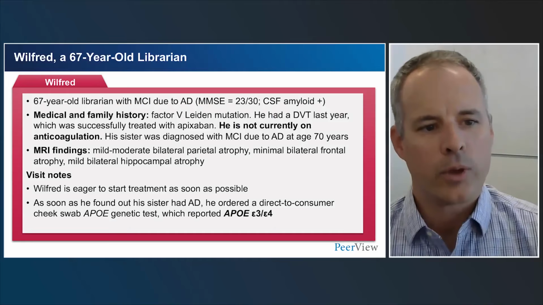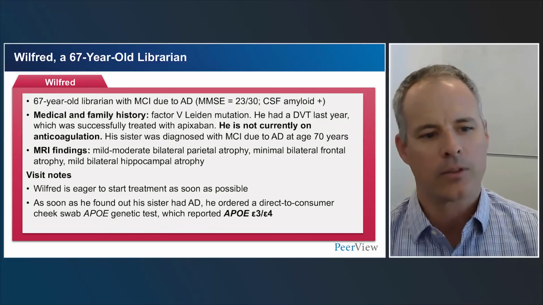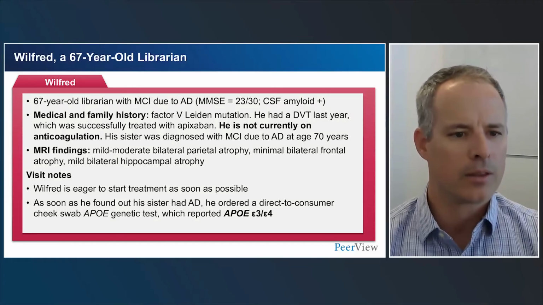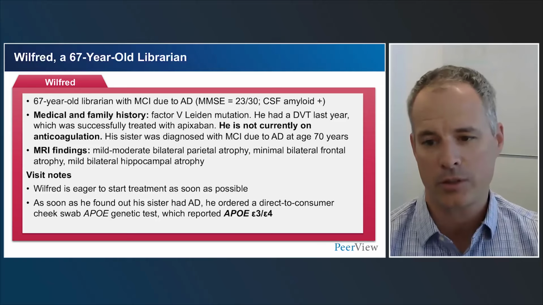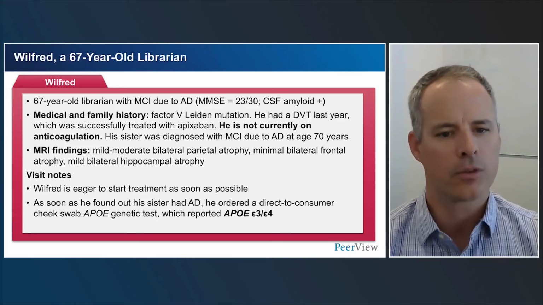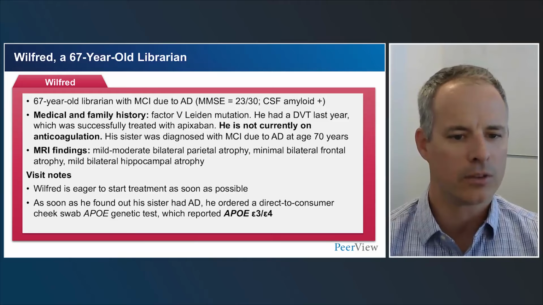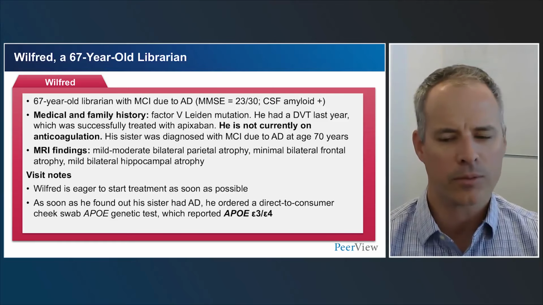Sure. So let's talk about Wilfred, a 67-year-old librarian with MCI due to AD, a mini mental status of 23 out of 30, CSF amyloid positive. The story with Wilfred is that he has factor V Leiden mutation. So he's hypercoagulable, and he had a DVT last year that was treated with apixaban anticoagulation. He's not currently on anticoagulation, and he has a sister that had MCI and AD in her 70s. His MRI is sort of typical MCI MRI.